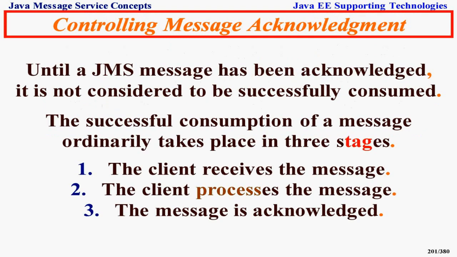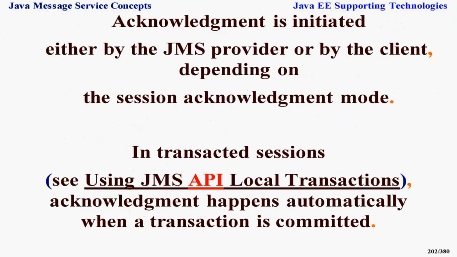Until a JMS message has been acknowledged, it is not considered to be successfully consumed. The successful consumption of a message ordinarily takes place in 3 stages. The client receives the message. The client processes the message. The message is acknowledged. Acknowledgement is initiated either by the JMS provider or by the client, depending on the session acknowledgement mode.